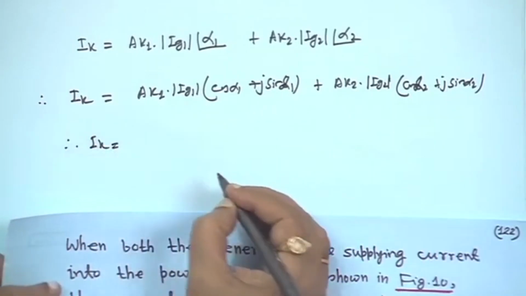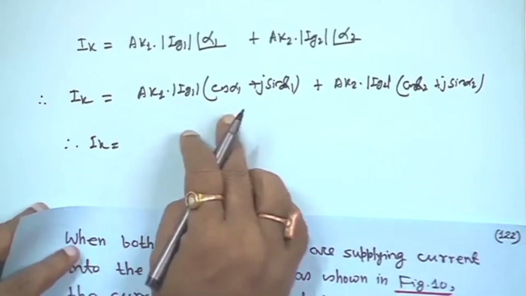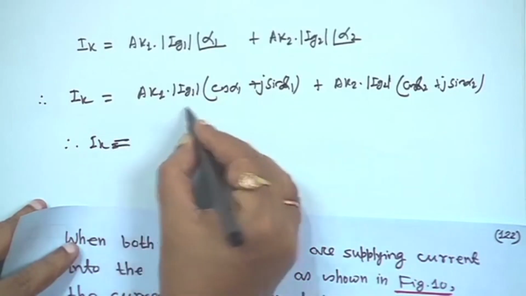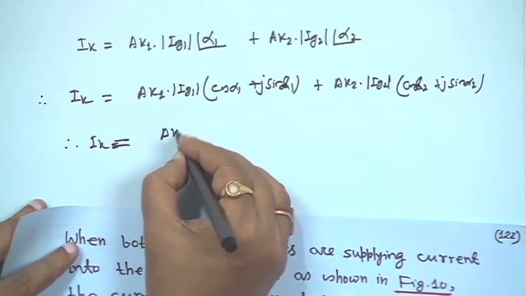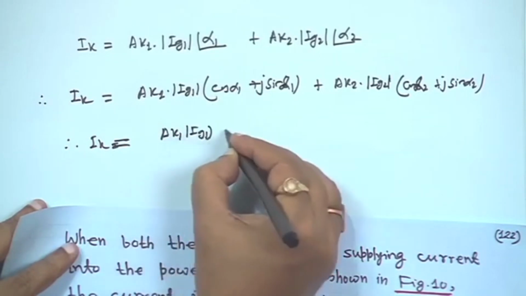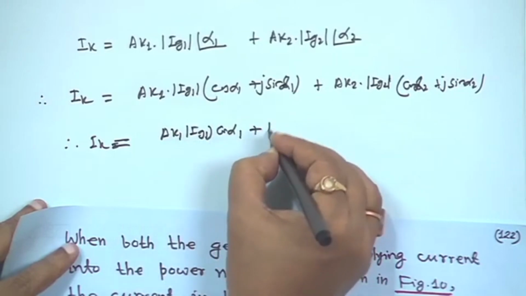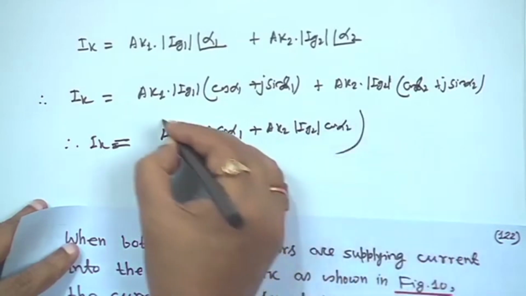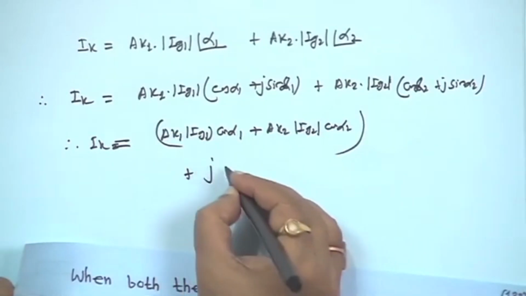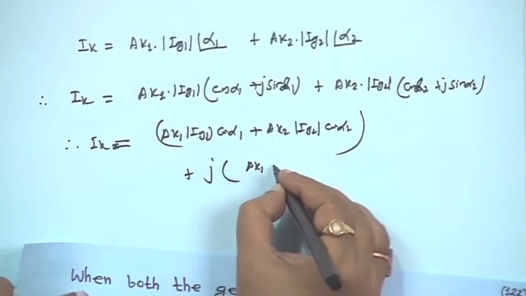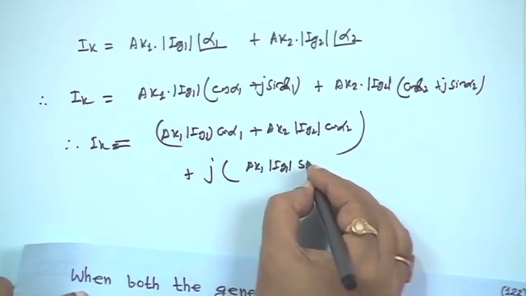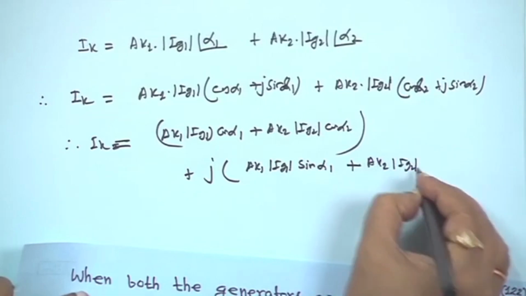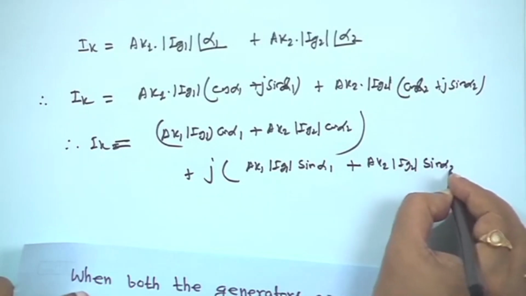So, that means I_k, you take the real and imaginary parts separately and put them together. On this side, first you collect the real part. So, it is A_k1 |I_g1| cosine alpha 1 plus A_k2 |I_g2| cosine alpha 2, this is the real part. And then the imaginary part j is A_k1 |I_g1| sin alpha 1 plus A_k2 |I_g2| sin alpha 2, right.